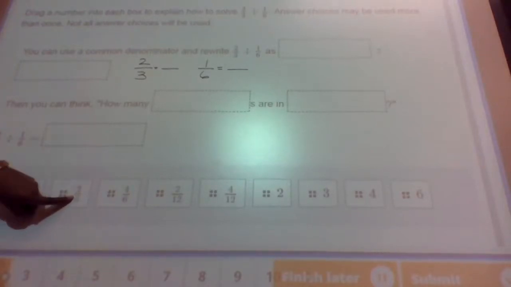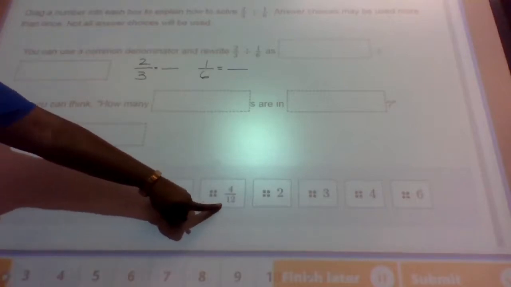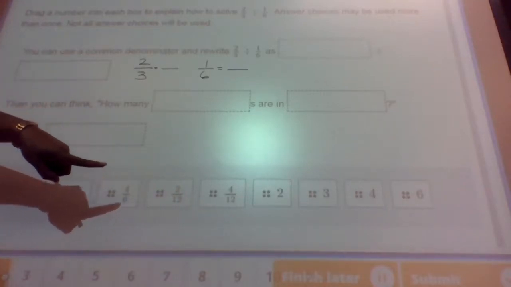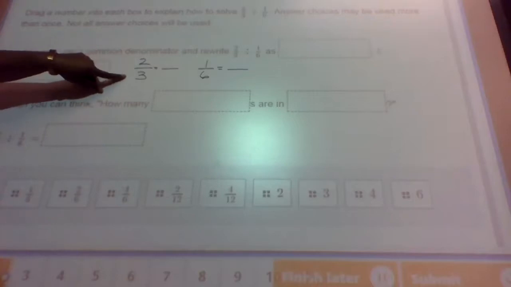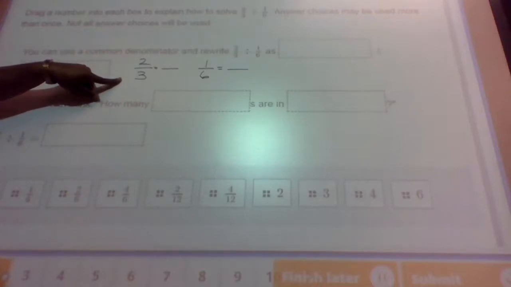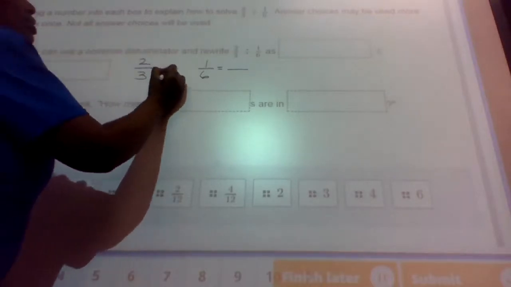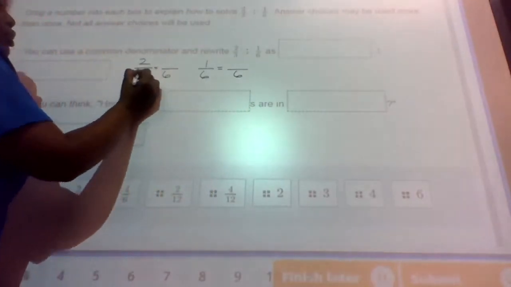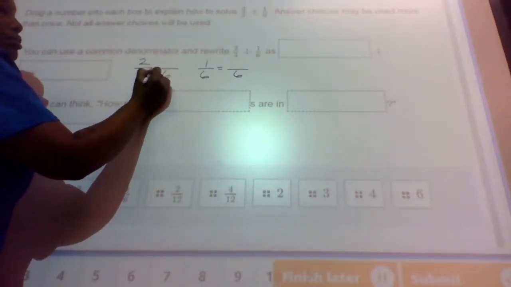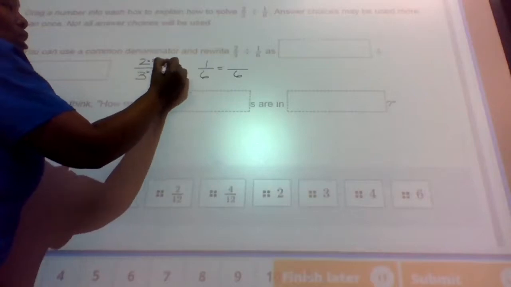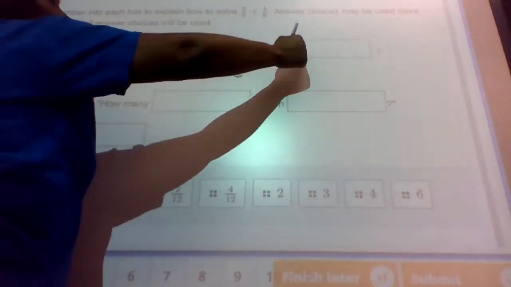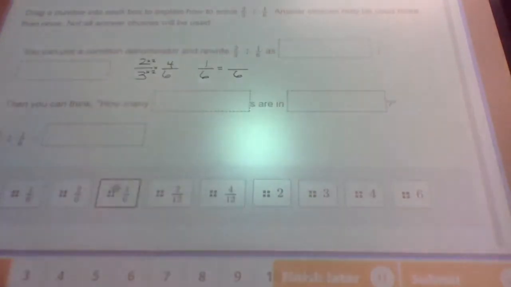Now, if you look at your answers, you got a 6 here and you got a 2 here. But 4/12 is not the same as 2/3, right? So that doesn't work. Okay, so our denominator is 6. Now, 3 times what is 6? 2. So 2 times 2 is what? 4. So what should go here? 4/6. So you're going to pick up 4/6 and put it there.